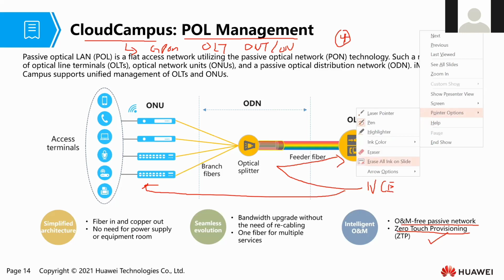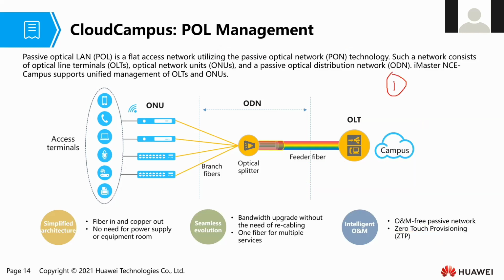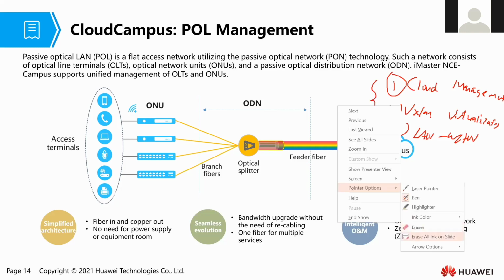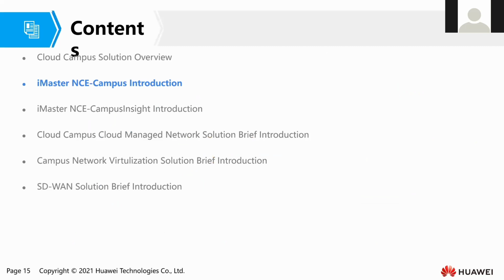But basically the main 3 solutions are: the first one is cloud management, the second one is the VXLAN virtualization solution, and the third one is LAN-WAN convergence. These are the main 3 solutions that you need to know for cloud campus. So we have finished the first part, the campus solution overview. Next, let's go into the iMaster NCE Campus introduction.